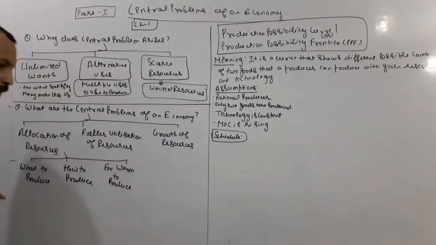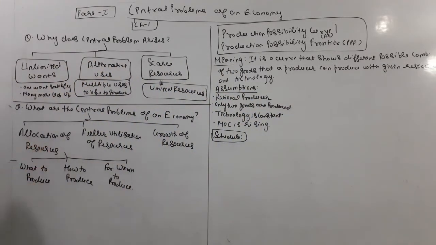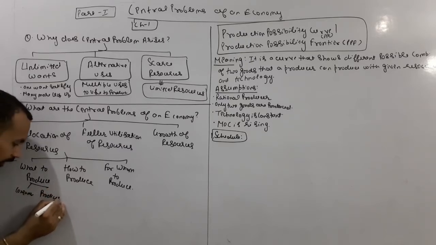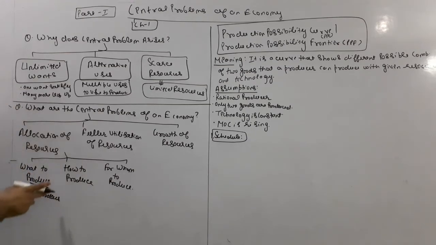First problem is what to produce. What to produce means which type of goods we need to produce, that is consumer goods or producer goods. So this was the first problem of an economy, that is what to produce, meaning क्या बनाना चाहिए, consumer goods or producer goods.